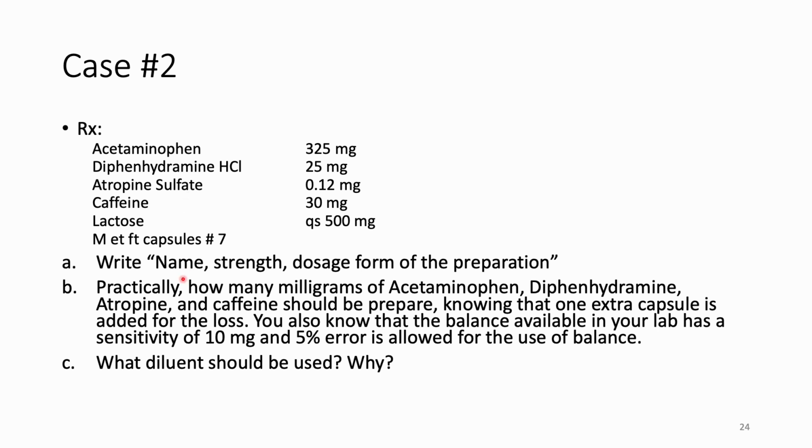So the name is the name of the API, the strength of each API, and the dosage form, this one. Practically, how many milligrams of acetaminophen, diphenhydramine, atropine, and caffeine would be prepared, knowing that one extra capsule is added to compensate for the loss? You also know that the balance available in your lab has a sensitivity of 10 milligrams and 5% error is allowed for the use of the balance. So for this one, you need to go back to minimum weighable quantity to see what the minimum weighable quantity is for this balance, and then you will suggest the appropriate weight of each ingredient. What diluent should be used and why? Again, you go to the concept, what diluent should you recommend, and state the reason.